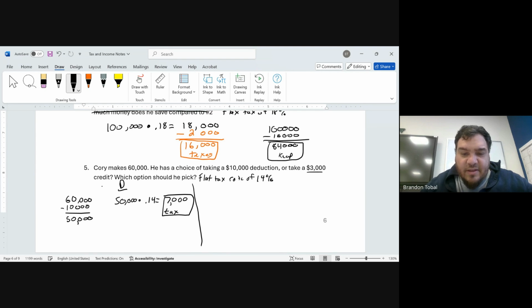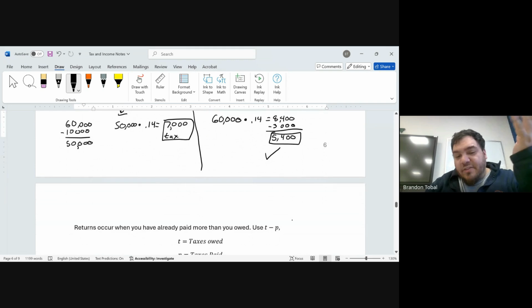If he takes the $3,000 credit, what he has to calculate is $60,000, which is his normal income, times 14% or 0.14. And that's going to be $8,400. But then, because he has a credit of 3,000, I subtract that from the tax itself. So 8,400 minus 3,000 means it's 5,400. So in this scenario, which one should he pick? He should pick this one, the credit, because he pays less taxes.